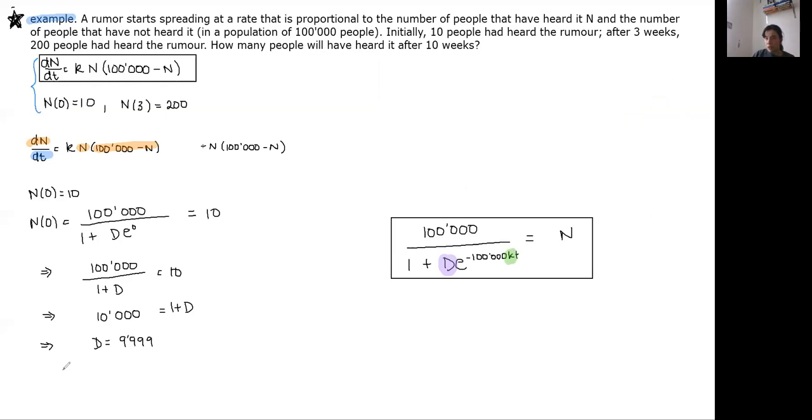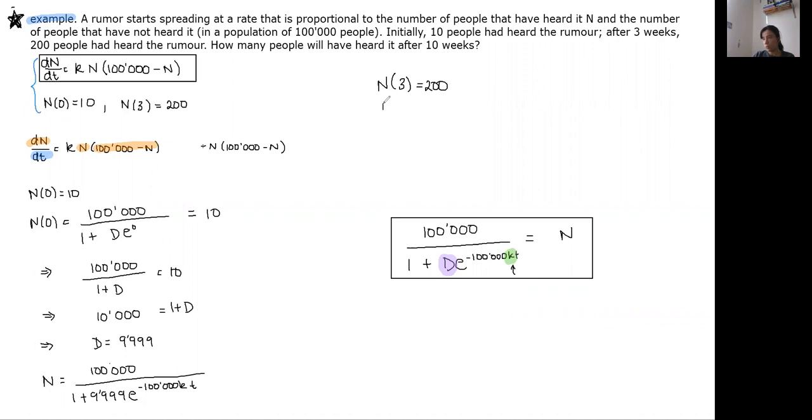All right, so from here we get that n is given by the following type of expression, which is 100,000 divided by 1 plus 9,999 times e to the minus 100,000 times k times t. And then n over here, we know that when t is equal to 3, this is going to be equal to 200. Right? So the idea over here is that now we're going to find the value of k.